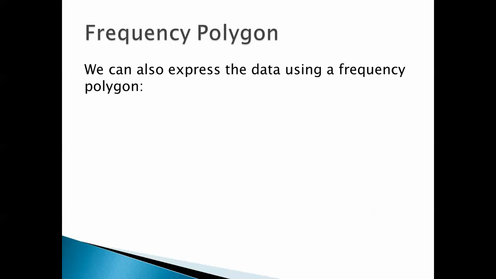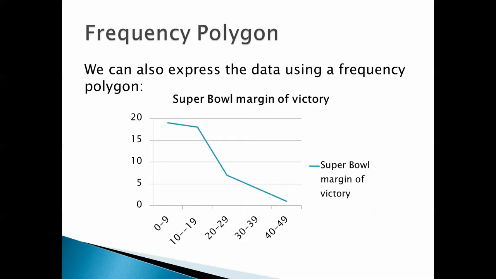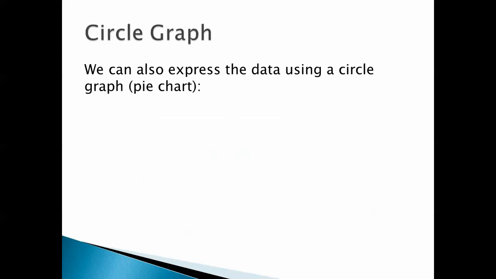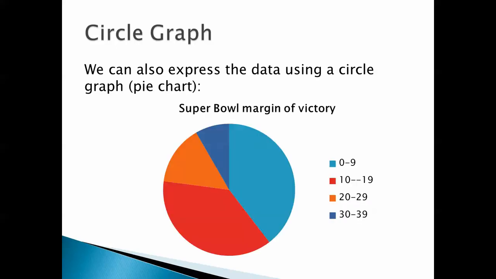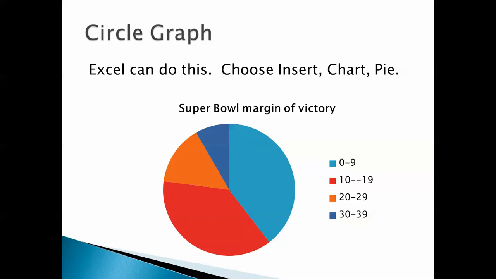We can also express the data using what's called a frequency polygon. That's what it would look like. Again, Excel can do this. Choose Insert, and then Chart, and then Line. We can also express the data using what's called a circle graph, or a pie chart. Here's what that would look like. Again, Excel can do this. Choose Insert, and then Chart, and then Pie. Some pie charts will actually have the labels inside the pie chart.